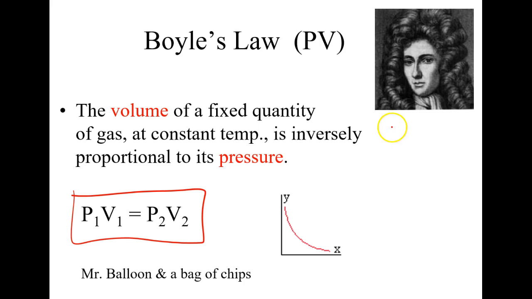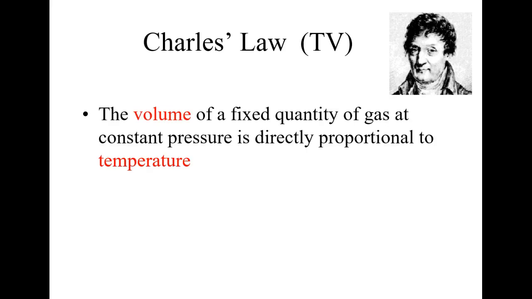And if you haven't been in a math class for a while, although I know most of you have, an inversely proportional relationship is where one increases and the other decreases. They go in opposite directions. Then we have Charles' law. Charles is temperature and volume. And this is a directly related set of variables. So the volume of a fixed quantity of gas at constant pressure is directly proportional to temperature.